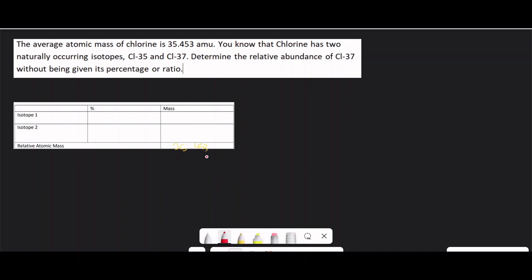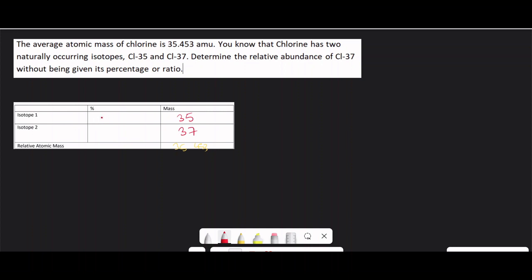And what else is given? We are given Cl35 and Cl37. Now, if you remember, whenever we see a number after the element, it means that this is actually talking about the atomic mass. So let's say this one is isotope 1, and we call the atomic mass 35, and for this one it is 37. Now, what is not given is actually the percentage, and we can use some mathematical reasoning.